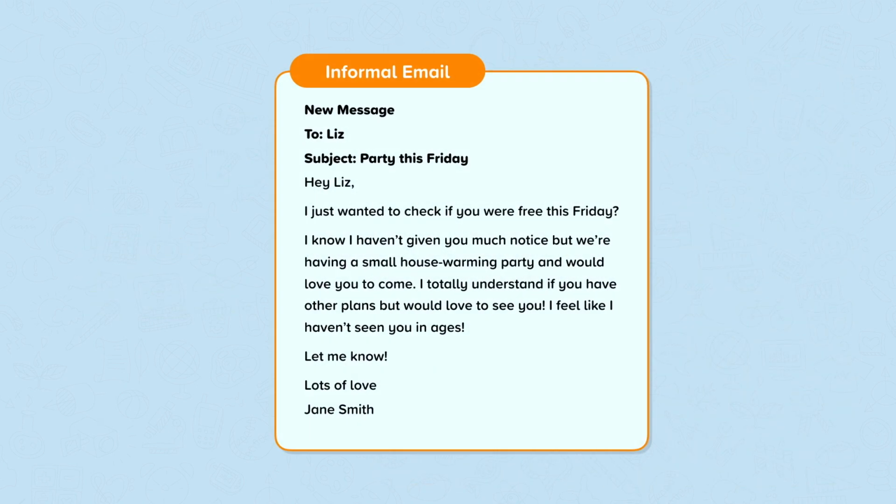Emails can be both formal and informal. If you're writing a professional email, like a work email or applying for a job or writing to your landlord, you need to write formally. However, if you're writing an email to a friend or family member, you can write more informally. Notice how in this example, the openings and closings of an informal email can be more chatty, such as, "Hey Liz, let me know, lots of love."